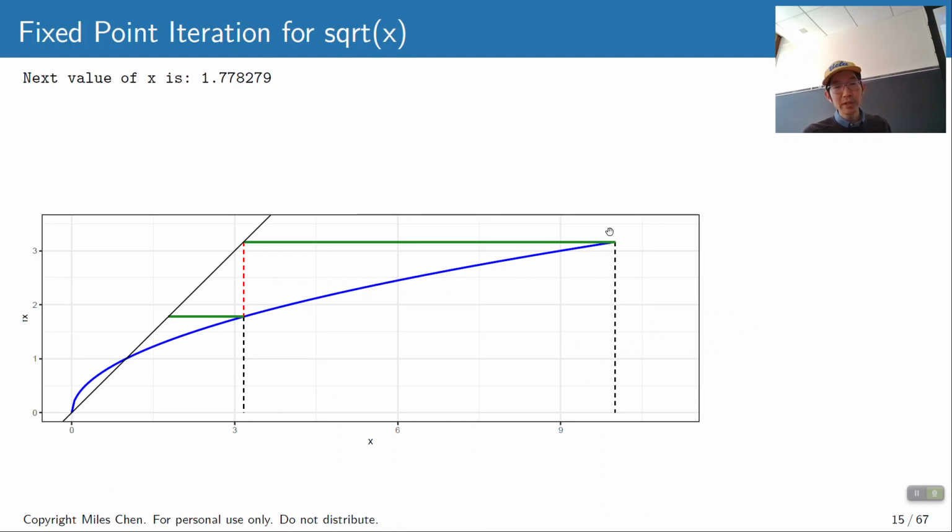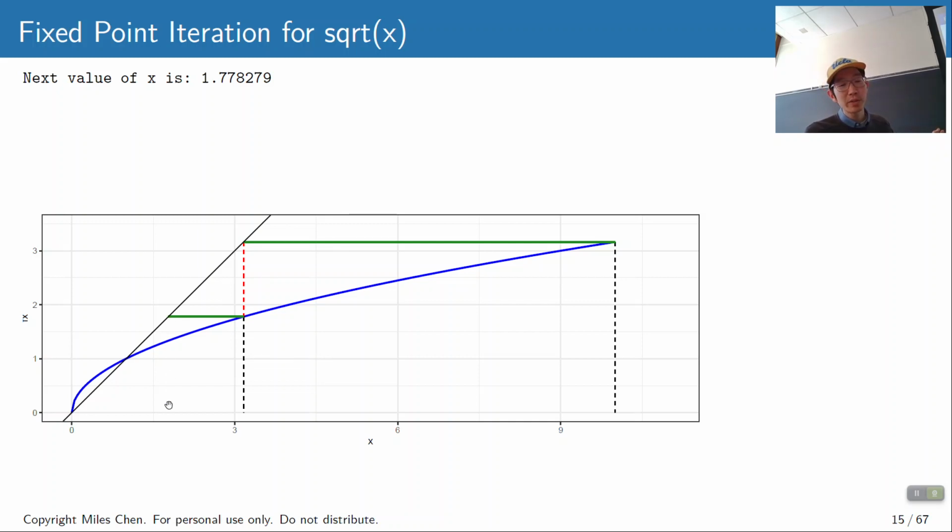So we started off at 10. Square root of 10 is 3.16. So using this line representing y equal to x, now we're going to plug in x equal to 3.16. When I plug in x equal to 3.16, what's the square root of that? The square root of that is 1.778, which is right here, this green line. And now that's going to be the next value I plug in for x.